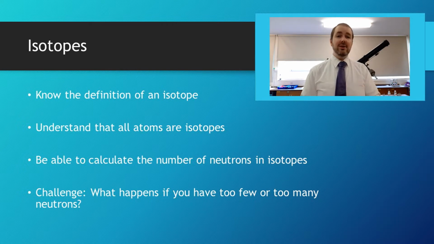They're just an isotope of a particular element. And we need to calculate the number of neutrons in an isotope. And that's going to be a relatively straightforward one. If you can add and if you can take away, then you can work this out. So the challenge today is to think about what happens if you have too few or too many neutrons inside your element, inside your atom. So let's go on from there.